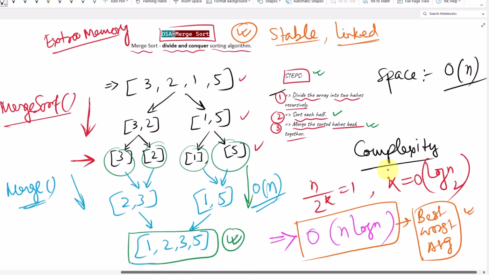So hope you understand this merge sorting algorithm. In the next video, we're going to explain the code of the merge sort.